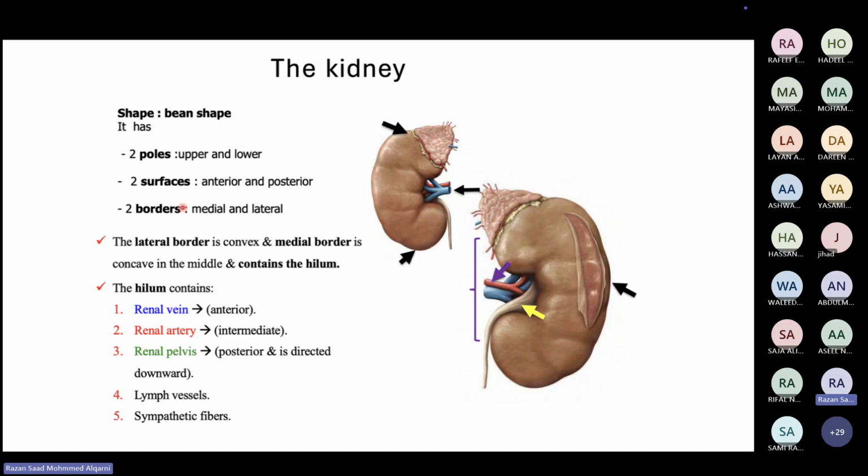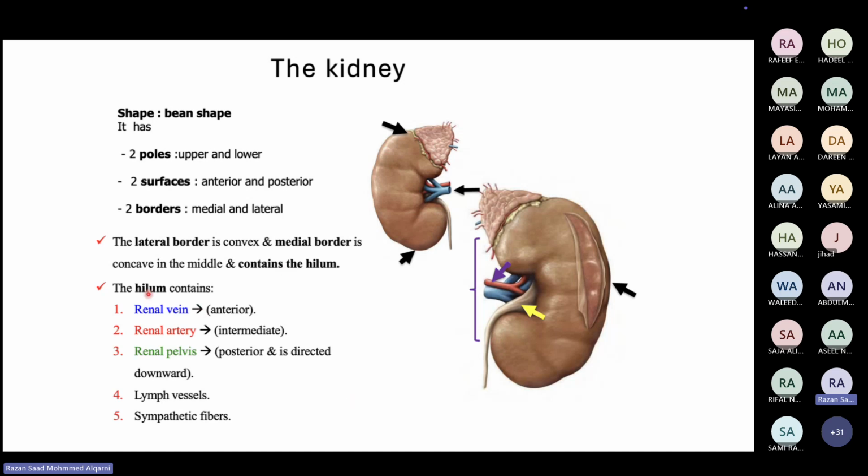We also have two borders: the medial, which includes the hilum, and the lateral, which is the greater curvature of the kidney. The lateral border is convex, as you can see, while the medial border is concave and contains the hilum, which receives the blood supply, the venous drainage, as well as the ureter. If we order them from anterior to posterior, the most anterior is the renal vein, then the renal artery, and finally the ureter.